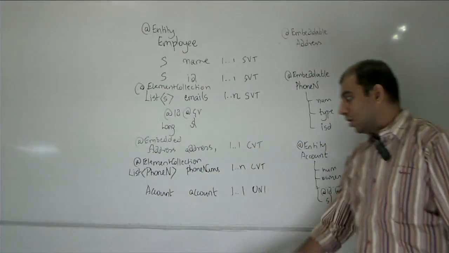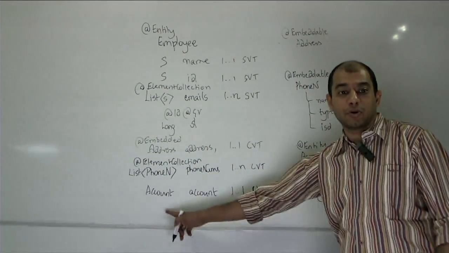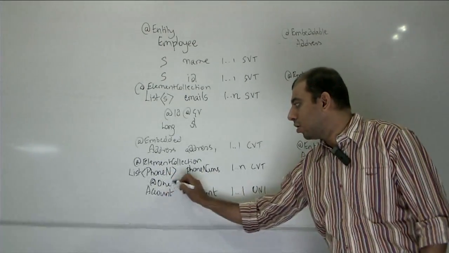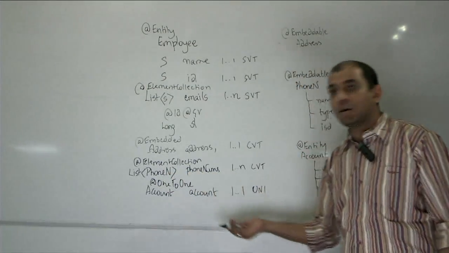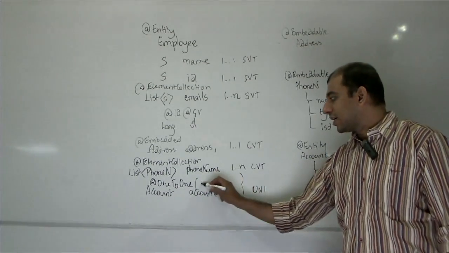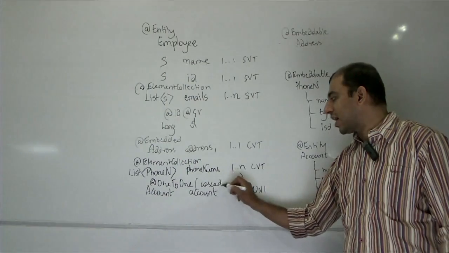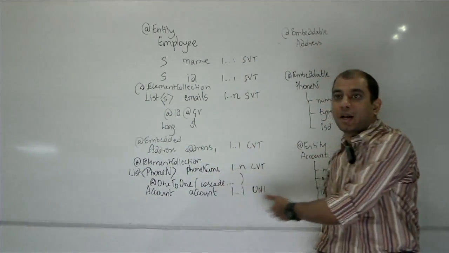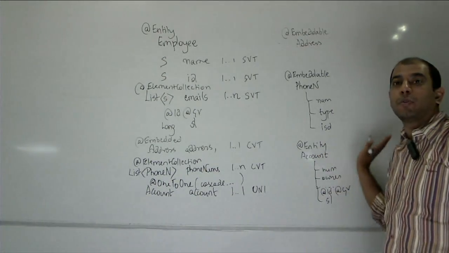So tell me now, what should be the annotation? What should be the mapping? There is only @OneToOne. That's all. @OneToOne, isn't it? Optionally, what could we turn on? Cascade. And why will we turn on cascade? It is to indicate that if we save an employee, automatically the related account should also be saved.